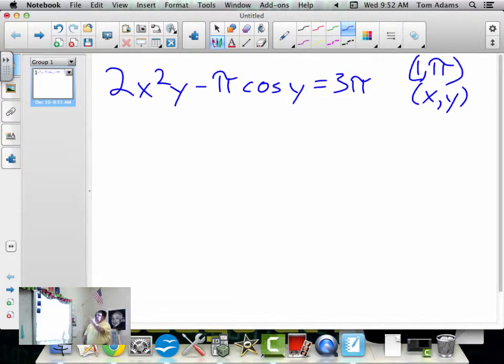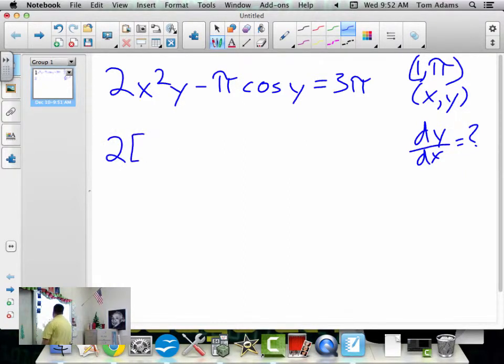So to find the slope, we have to have dy dx. That's what they want us to find. We don't know what it is yet. We're going to have to do implicit differentiation because the y can't easily be set by itself somewhere. So in this first one, the 2 comes out to the front because that is a scalar multiplier.